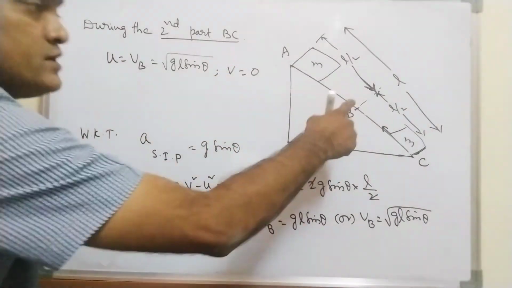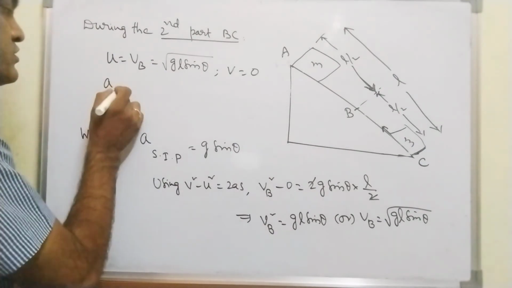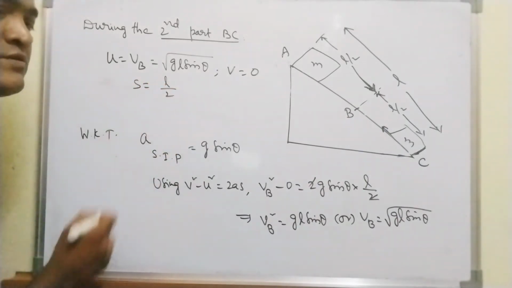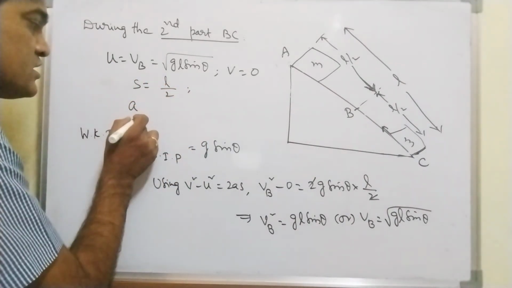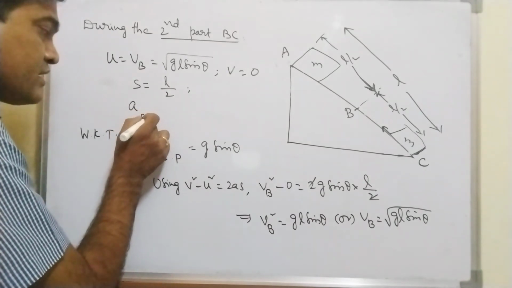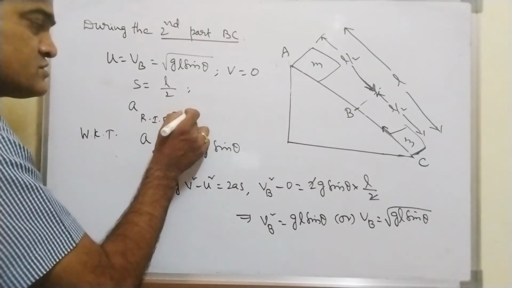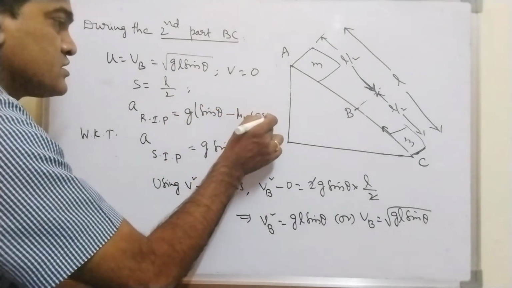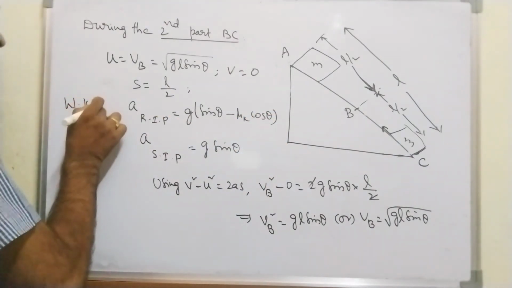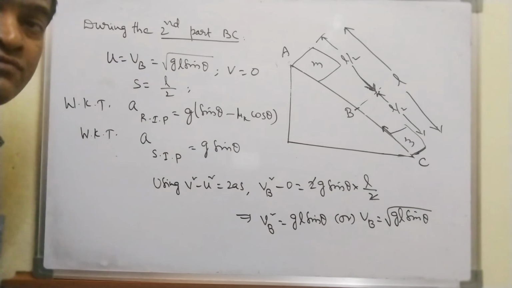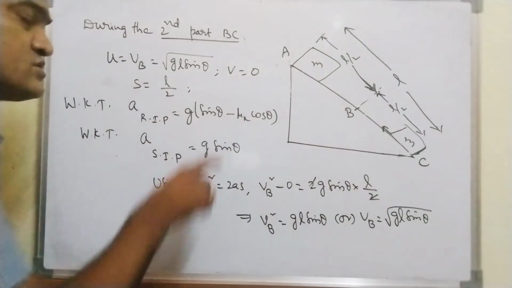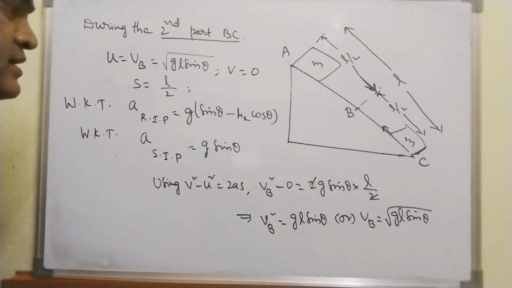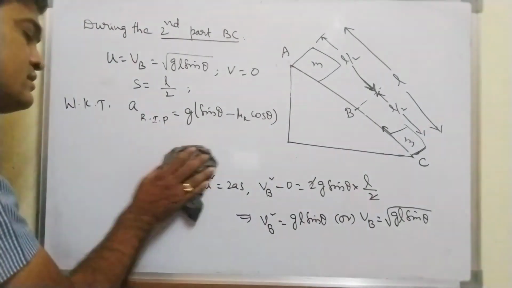Down the plane, what is the formula you need to take for acceleration? What is the distance covered? Distance covered is L by 2. Now this time you have to consider acceleration down the rough inclined plane as g into sin theta minus mu k cos theta. We know that. Remember this, these two are important formulas. Acceleration down the plane along the rough inclined plane is g into sin theta minus mu k cos theta. Right? Now let me put the values again.